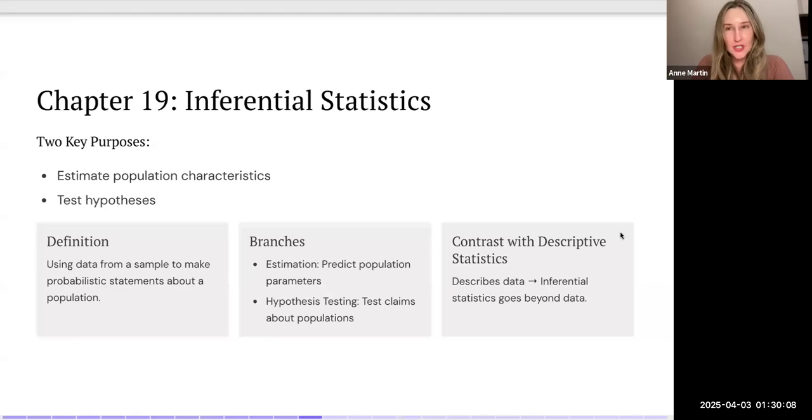Two of the branches, and this goes back to that table or the figure 18.1: estimation is trying to predict the population parameters, and then hypothesis testing is understanding claims about the hypothesis. Now, descriptive statistics is merely describing the data in a set, whereas inferential statistics goes beyond the data collected to make predictions.